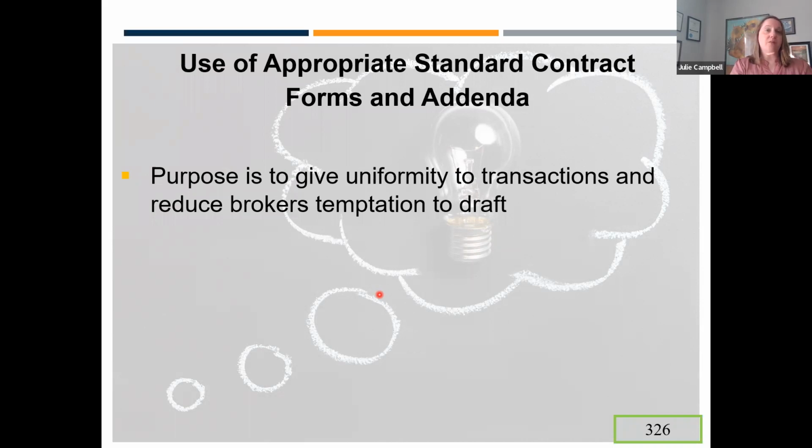So thank you, Forms Committee. Thank you, NCAR, for providing us these forms. If nothing else, we can keep things going. And as we say, it gives me and you uniformity. When you send me an offer on my listing, I know what to expect. I know what to look for.